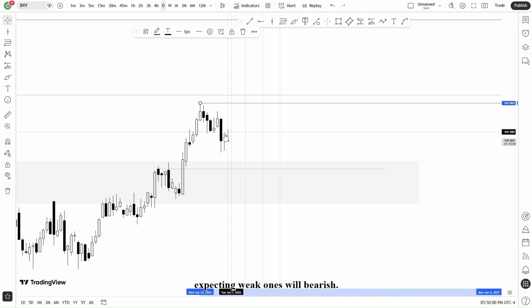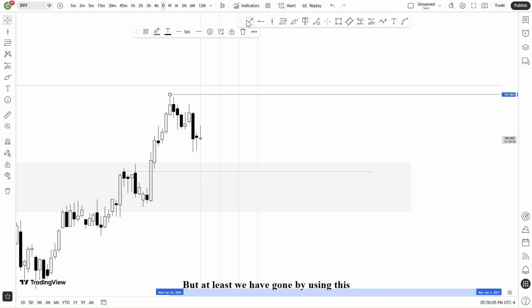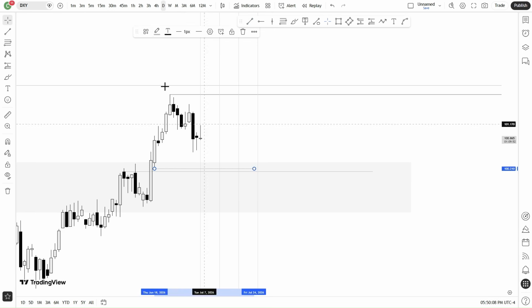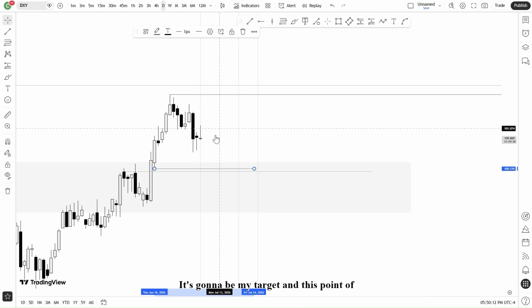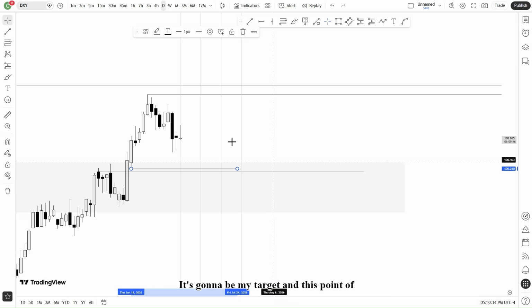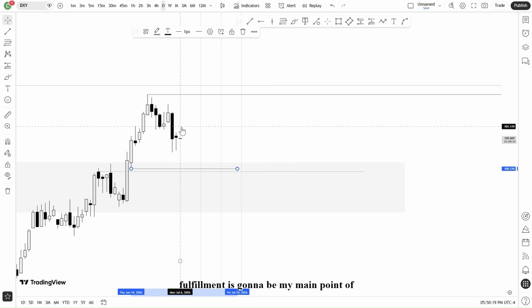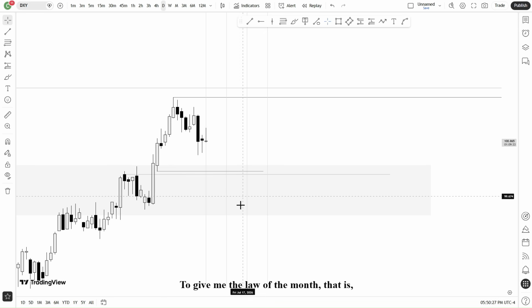So I'm expecting week 1 to be bearish, right? At least we are going to be targeting this daily sell side inefficiency. Daily sell side inefficiency is going to be my target, and this point of fulfillment is going to be my new point of engagement. So calculating the distance and duration, I'm expecting week 2 to give me the low of the month.